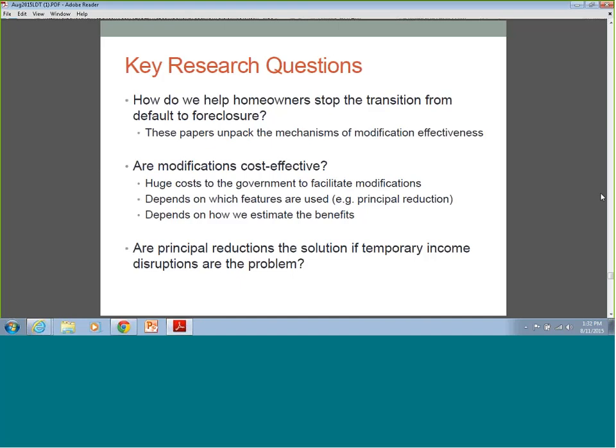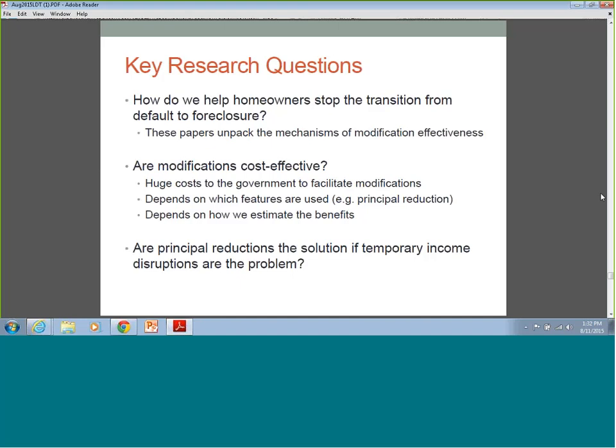And so a principal reduction is going to affect the long-term benefit, but it may have a much less of an effect than a program that's designed to really address the problem at hand, which is a more temporary income structure. Now, it does that indirectly by reducing the payment, but it might not be the exact way.